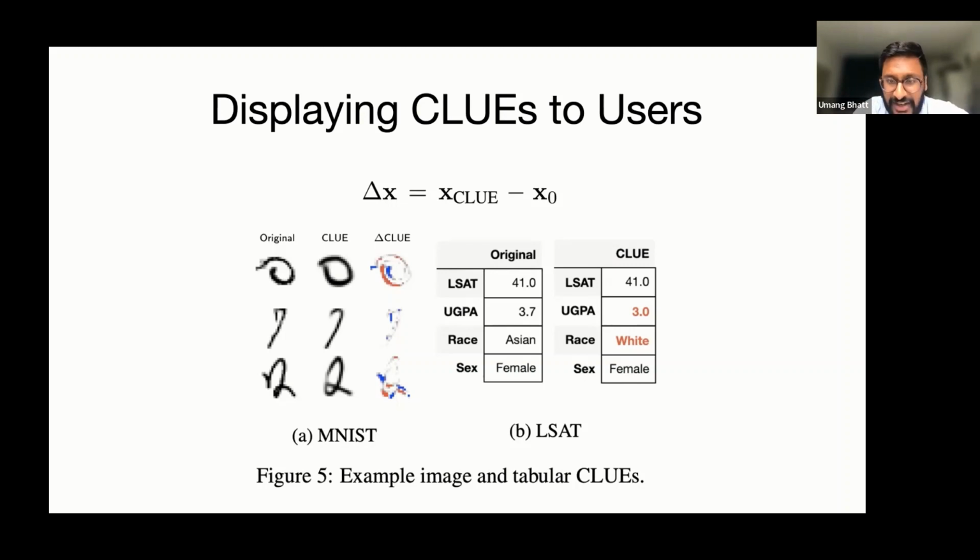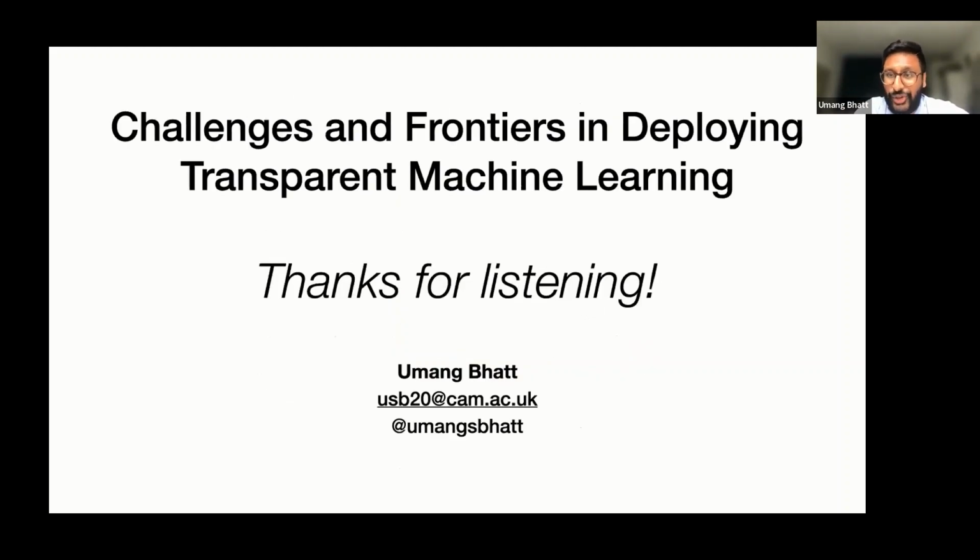So at the end of the day, I hope I've convinced you that there are lots of challenges and frontiers with deploying transparent machine learning.